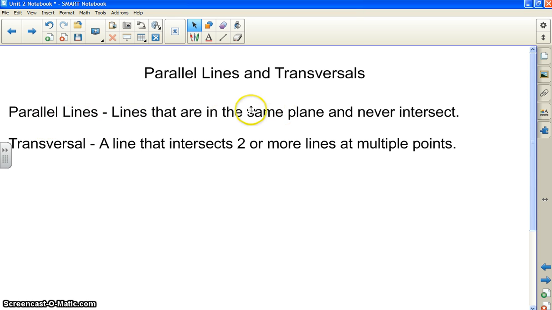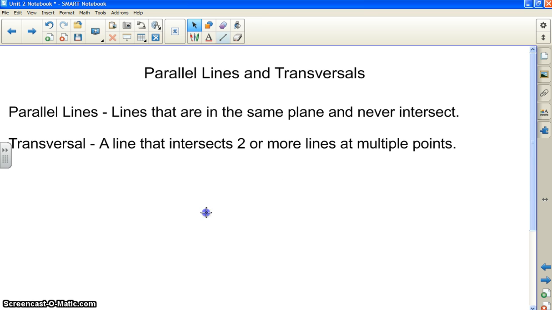Remember, our parallel lines, they're lines that are in the same plane. And that same plane part is something new that we've added. Before, you didn't have to worry about different planes, but now in geometry we have different ones. So these are lines that are in the same plane that never intersect. And a transversal is something we have not seen before. A transversal is a line that intersects two or more lines at multiple points.